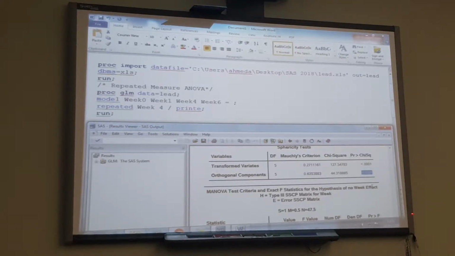Week 0, week 1, week 4, week 6 equal nothing. Then separate this week and then separate the 4. Yes, there should be a space. Why do we do this? Because it's how we measure it. We use week. And how many here do we put? 4.